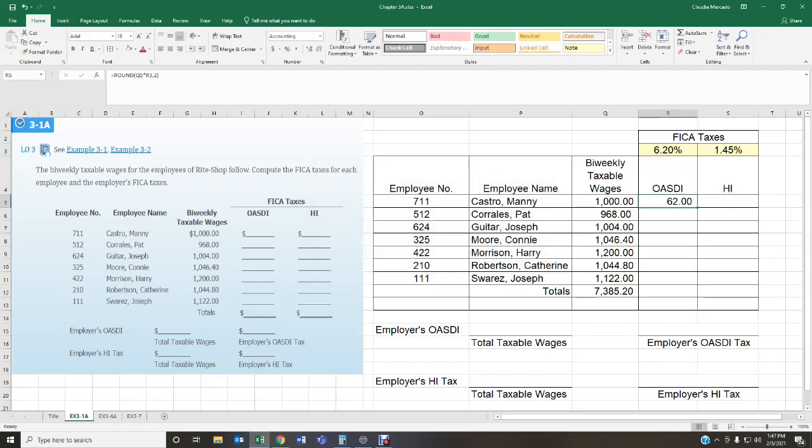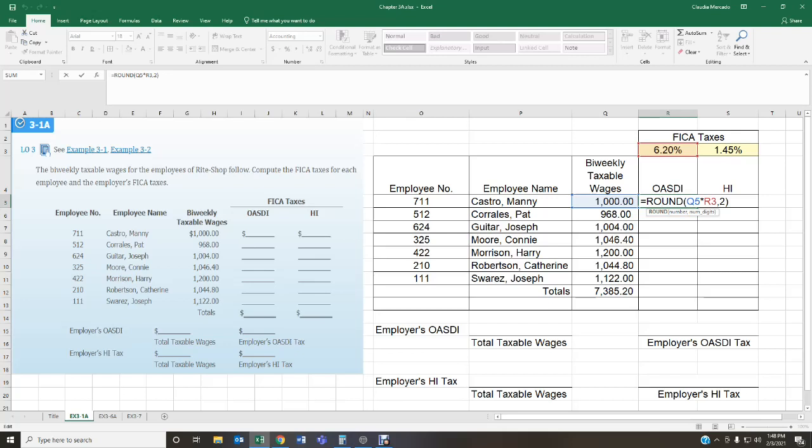Now I'm going to click back on my cell for the $62, and go back to my formula bar. If I double click it, it'll show me what I'm doing. I'm multiplying that $1,000 times the 6.2%. Well, I want to copy this formula down to all of my other employees. I don't want to do this calculation for each employee.